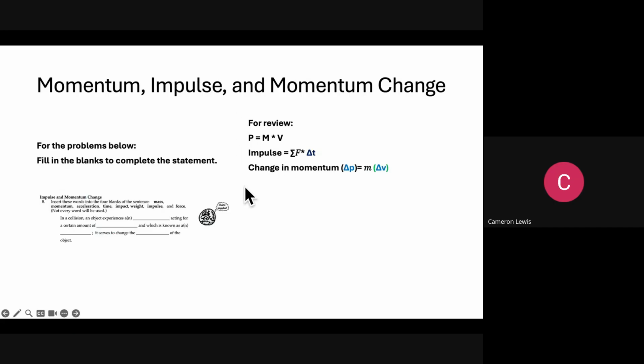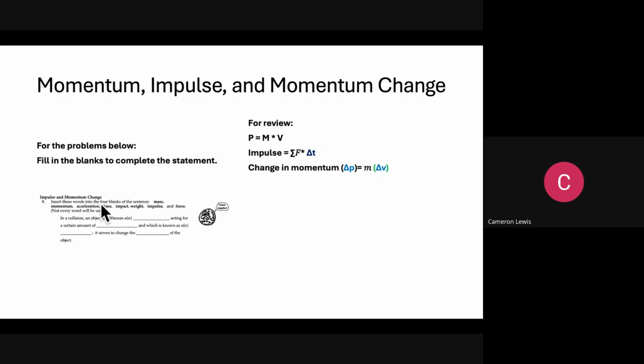So now we've got these concepts, right? Momentum is equal to mass times velocity, impulse is equal to the sum of the forces times the time, and then we have change of momentum, which is equal to the mass times the change of velocity. So taking all of these, let's put them together to create a statement that describes everything we talked about and sums it up, right?